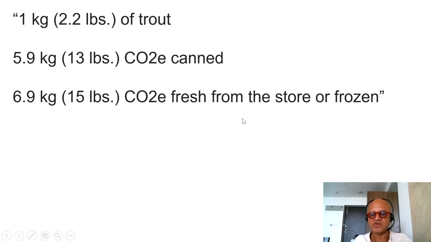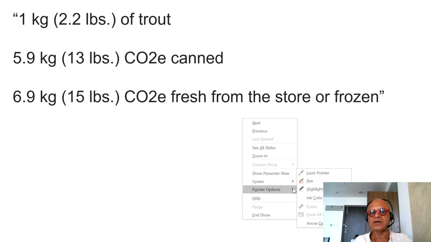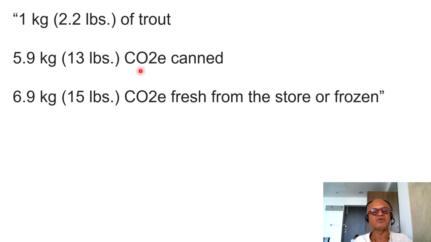So we'll jump to a fish here. Trout, even though, as the author points out, it's not very common to see trout in a canned form as opposed to tuna and sardines and anchovies and so on. 1 kilogram of trout has 5.9 kilogram CO2 equivalent when it's canned, 6.9 kilogram CO2 equivalent fresh from the store or frozen. So it depends on how the processing is done.